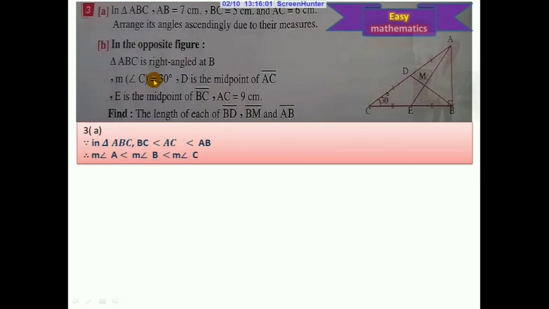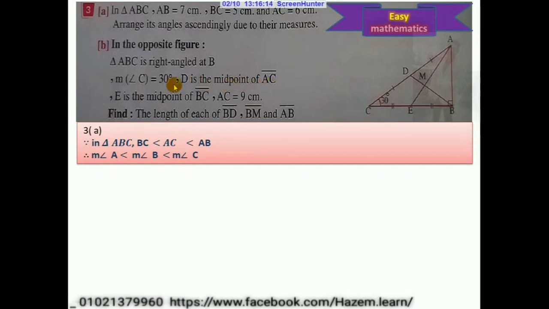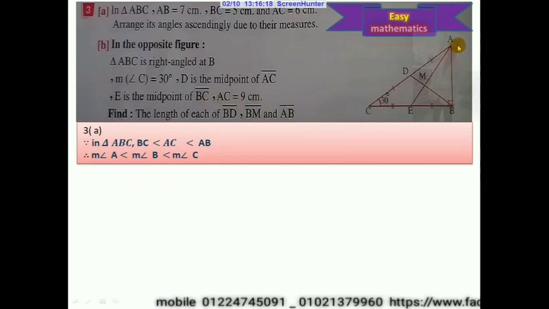Let's see 3B. In the opposite figure, triangle ABC is a right-angled triangle at B, and the measure of angle C equals 30 degrees, and D is the midpoint of AC, E is the midpoint of BC, and AC equals 9 centimeters. He gave me the length of the hypotenuse AC equal to 9 centimeters. Find the length of each of BD, BM, and AB finally. How to find the length of BD?